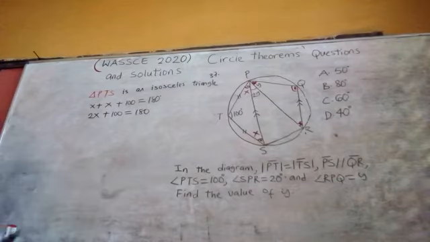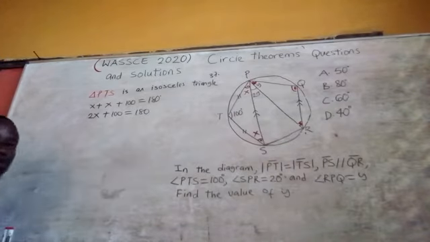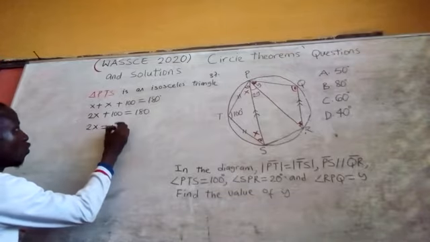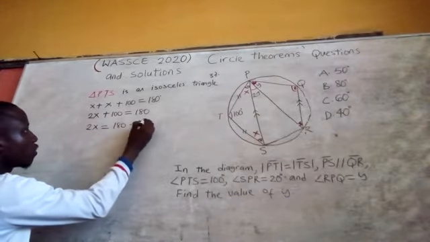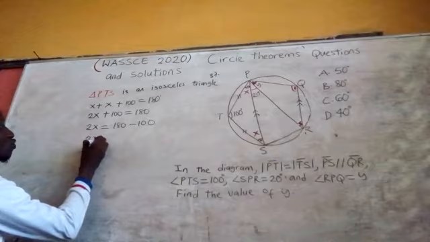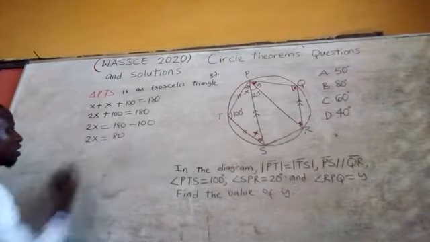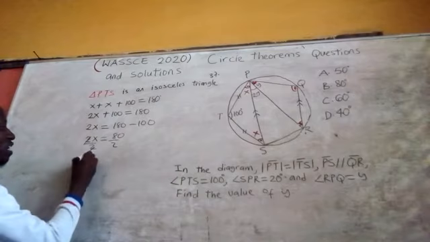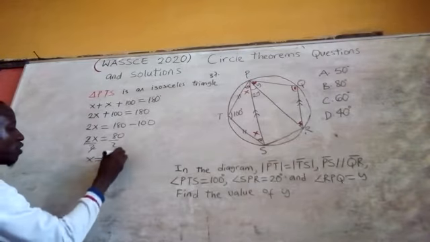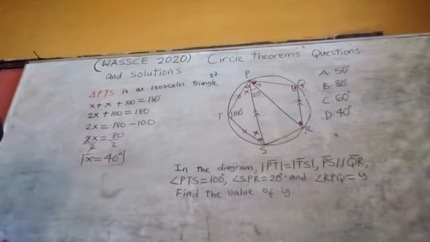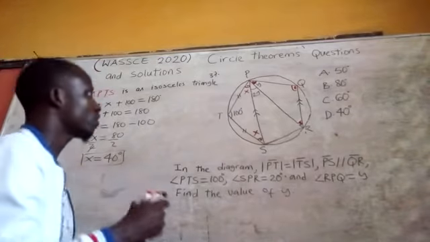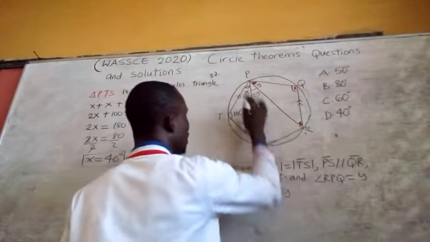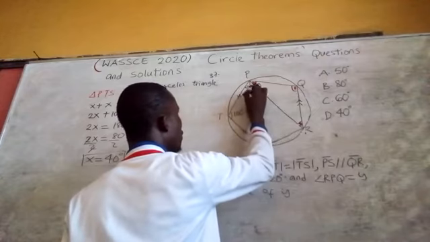We can send 100 across, changing from positive to negative. So we have 2x equal to 180 minus 100, so 2x equal to 80. Finding x, divide both sides by 2, and we have x equal to 40 degrees. Since x is 40 degrees, it means that at this point x is 40 and here is also 40 degrees.